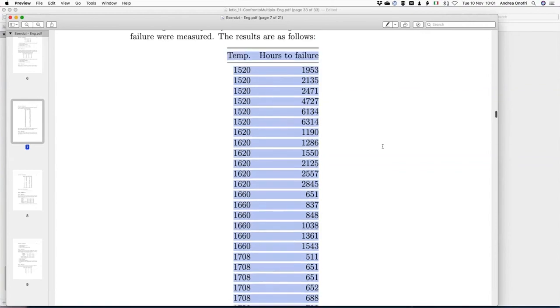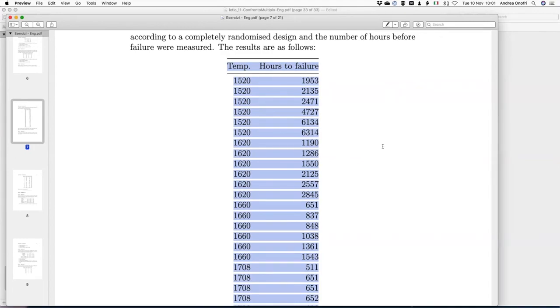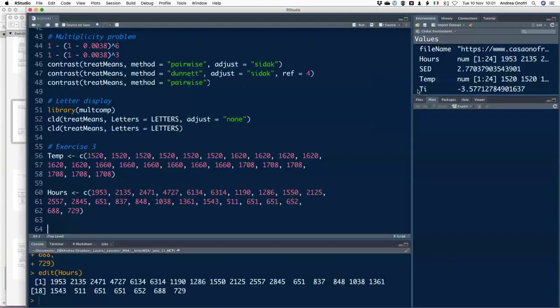So we need to find the temperature which corresponds to a high number of hours before failure, because that's certainly better. So we made an experiment because we operated with different temperatures and measured the number of hours before failure. What is the best operating temperature? So now we do this exercise.